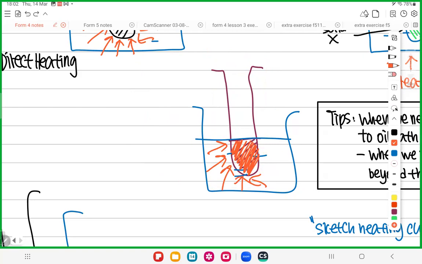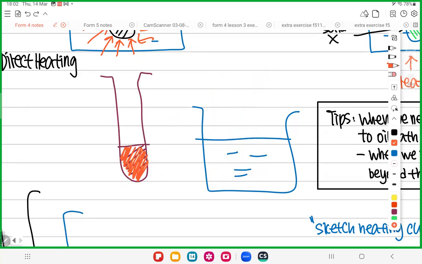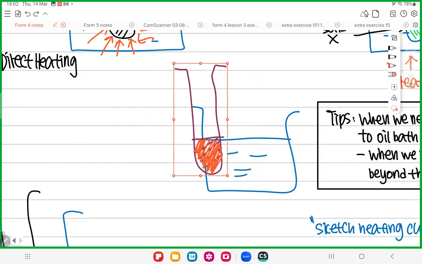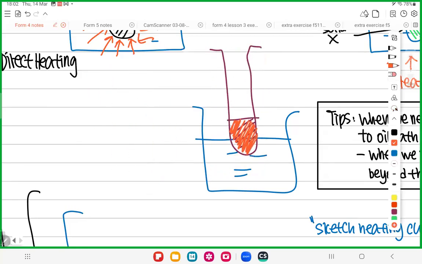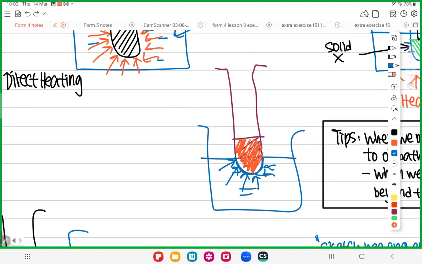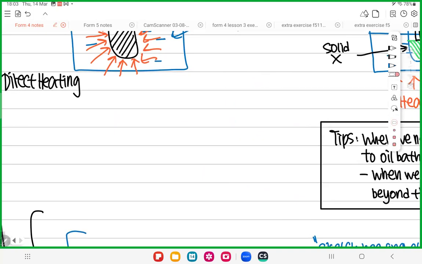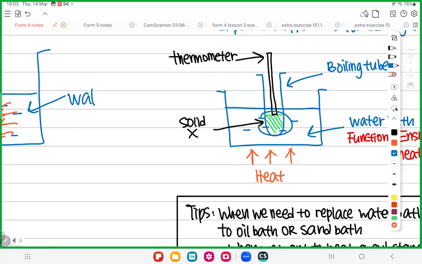True or not? But if, let's say, only a small portion is immersed in the water, let's say only here. So what happens? Only this part is immersed in the water, so only here will be heated, and then this area is not being heated. You don't want that. So you must make sure that the whole substance you want to heat is fully immersed inside the water. That is why we need to do that. So there's a lot of technical knowledge we need to know. I hope everyone knows why the substance you want to heat must be fully submerged under the water.